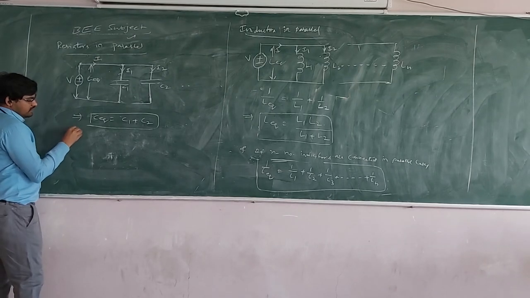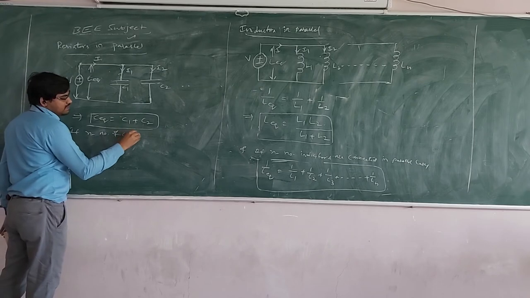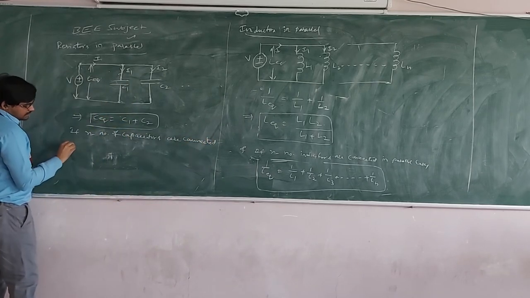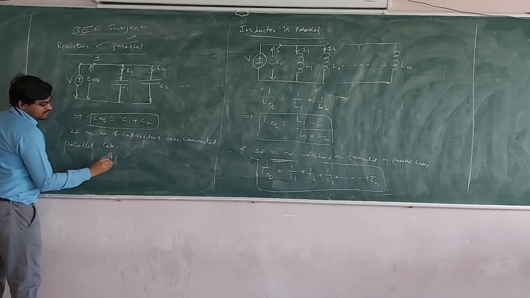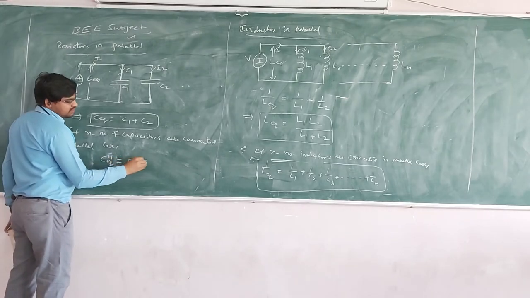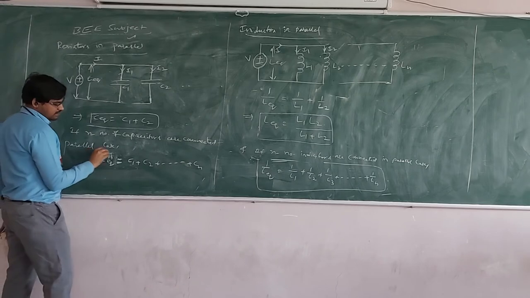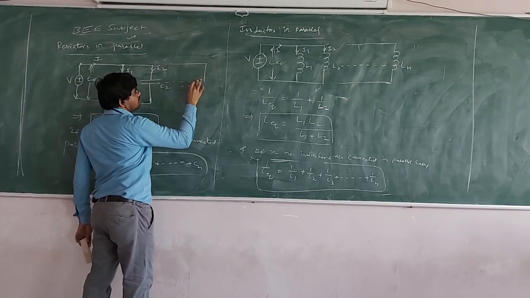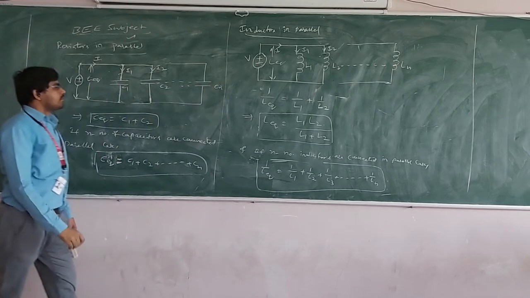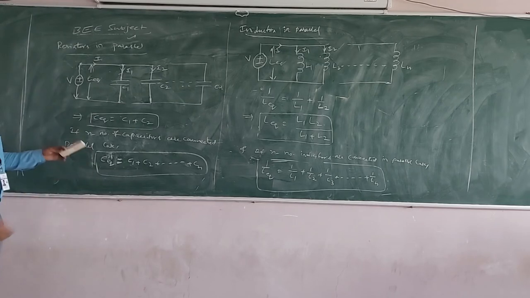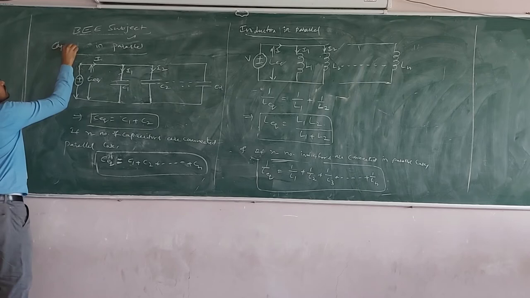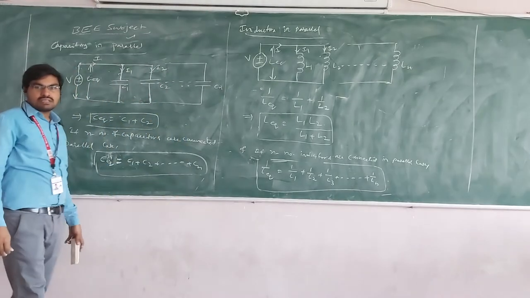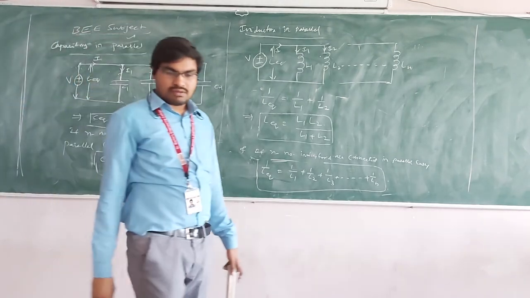Like this, if n number of capacitors are connected in parallel, the C equivalent expression is C1 plus C2 plus and so on up to Cn. This is the equivalent capacitance expression where n capacitors are connected in parallel. So these are capacitors in parallel combination and inductors in parallel combination, before which we discussed resistors in parallel combination.